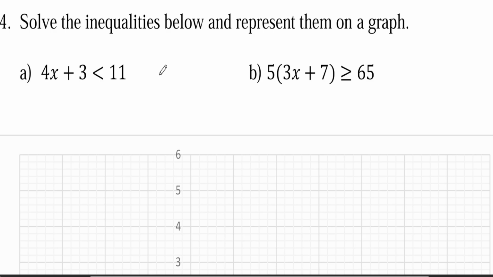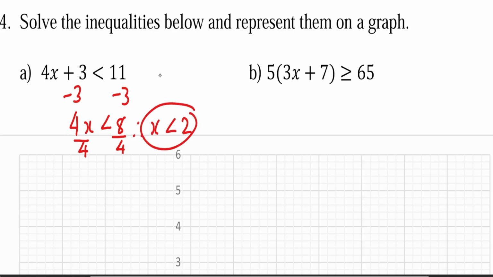Now, let's solve the inequalities below and represent them on a graph. Question A: 4x plus 3 less than 11. Question B: 5 times bracket 3x plus 7, which is greater or equal to 65. Let's subtract 3, and therefore it gives us 4x less than 11 minus 3, which is 8. Then divide by 4, therefore x is less than 2.